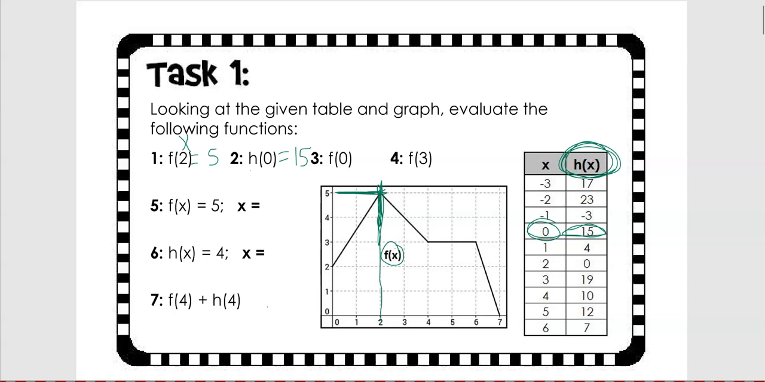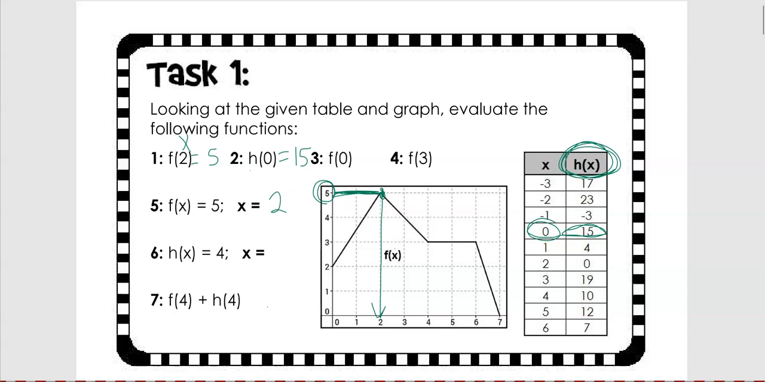So number 5 says f of x equals 5. What is x? So you're going to look at f of x equals 5. Well, this one's actually pretty easy since we already did what f of x equals when it's 5. We're going to take our 5 and we're going to look across and find where it meets the graph and then go straight down. And that says x equals 2.